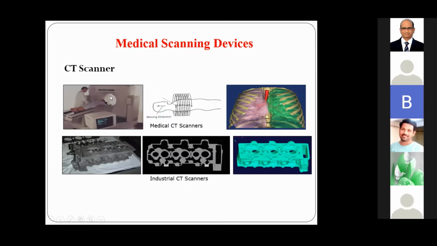Now you can see this is a scanner, and with the scanner we are extracting the tissues. This is a bone image, this is the lungs, this is the nose, and there is a heart inside. All those things we can extract when we set different threshold values in the medical CT scanning.